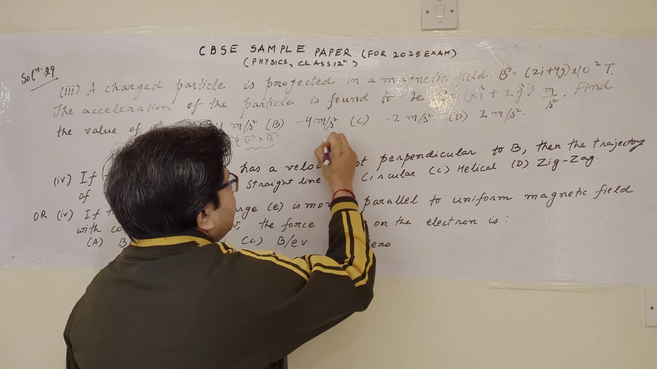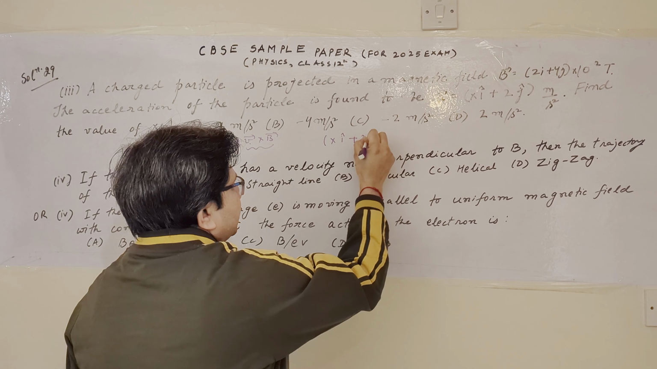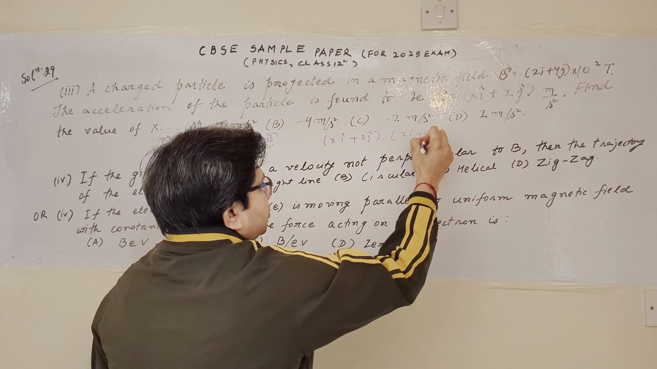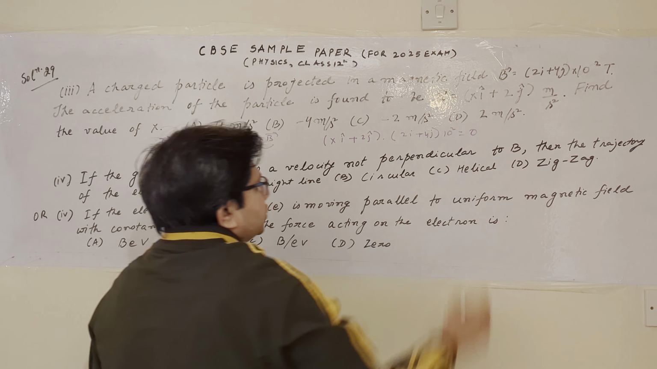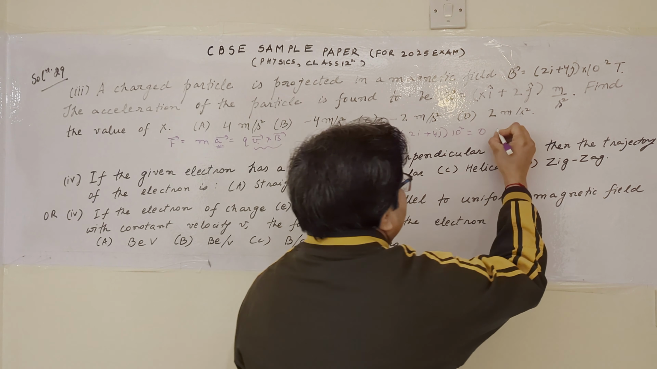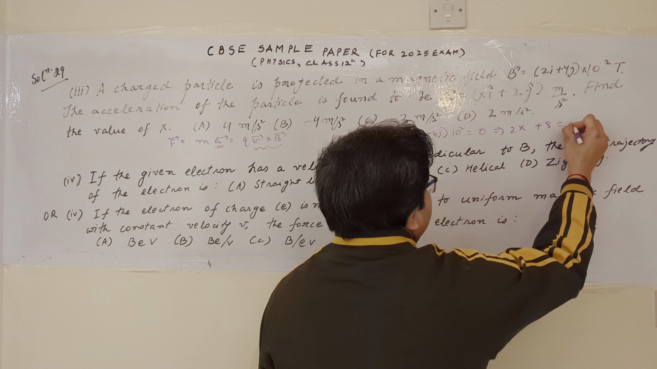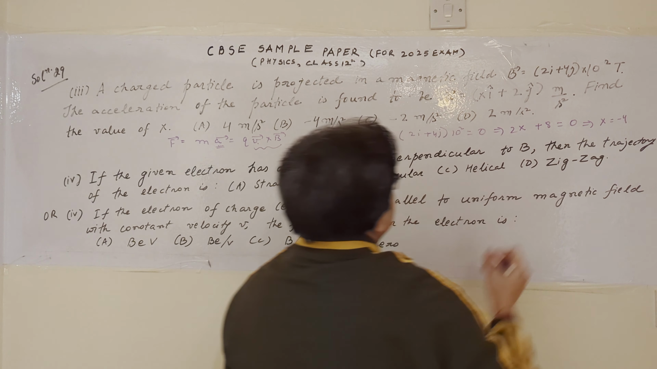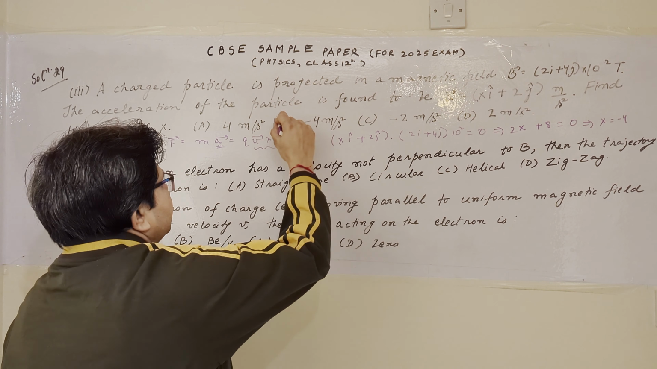So we can say that the dot product of acceleration, which is given as x i cap plus 2 j cap, with the magnetic field, which is given as (2i + 4j) × 10^-2, should be equal to 0. After solving it, this comes out to be 2x plus 8 equals 0. It implies that x equals minus 4. So the value of x is minus 4, and we can say that option B is correct here.